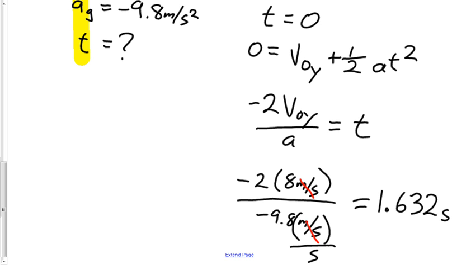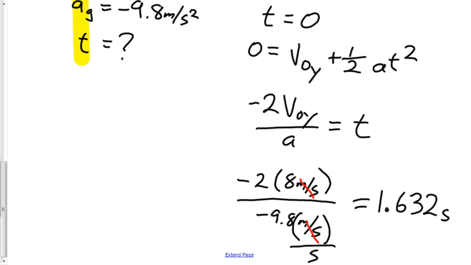Now that I've found how long it's going to be in the air, it's going to go up and come back down. It's going to take 1.632 seconds to do that. Well, now keep in mind that time is relatively dimensionless in that it doesn't go into any particular direction. It's a scalar quantity, actually. So the time it takes for it to go up and down is the same time it takes for it to go left and right. It's the same in both. So I get to use that now.